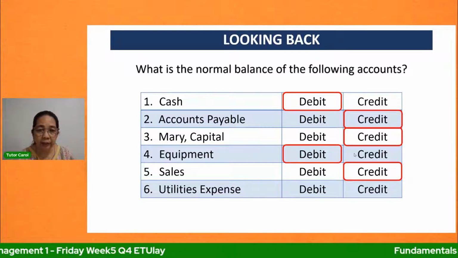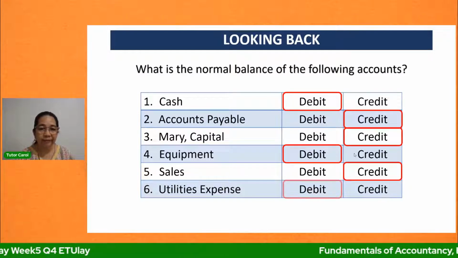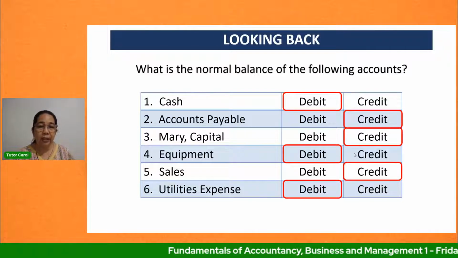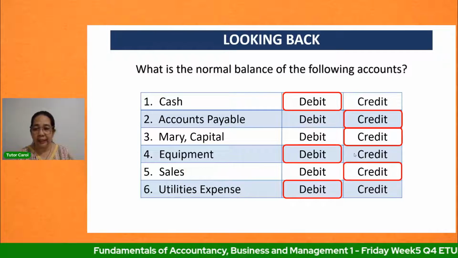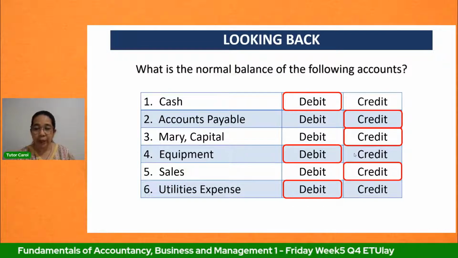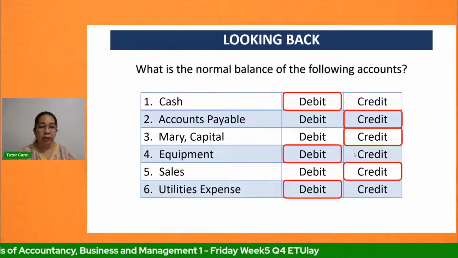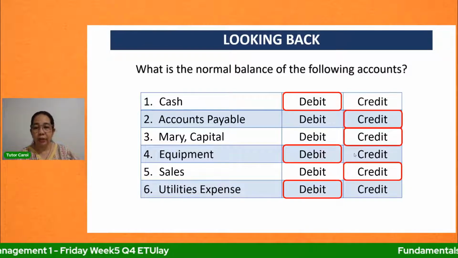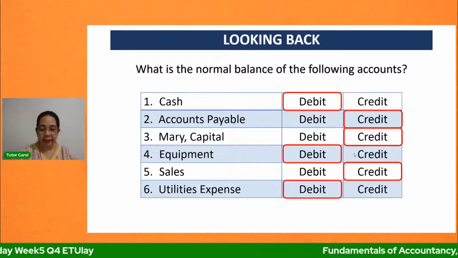Okay, let us reveal the answer. Debit. So, expense increases on the debit side. Yes, debit po for equipment. Correct po. Okay, so number 6, utilities expense. Okay, increases on the debit side.